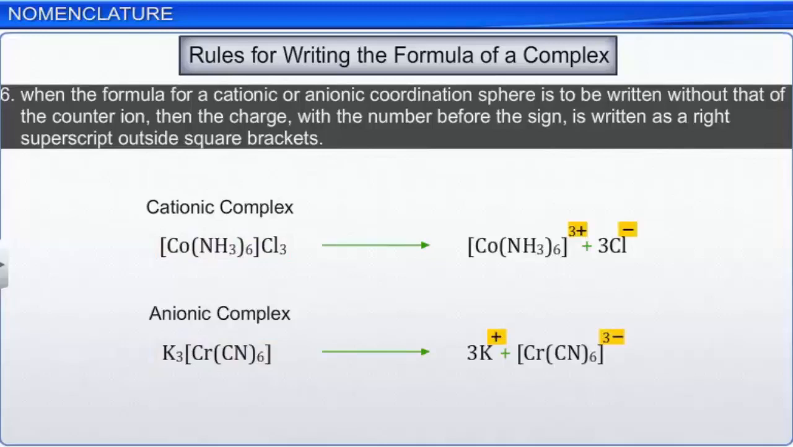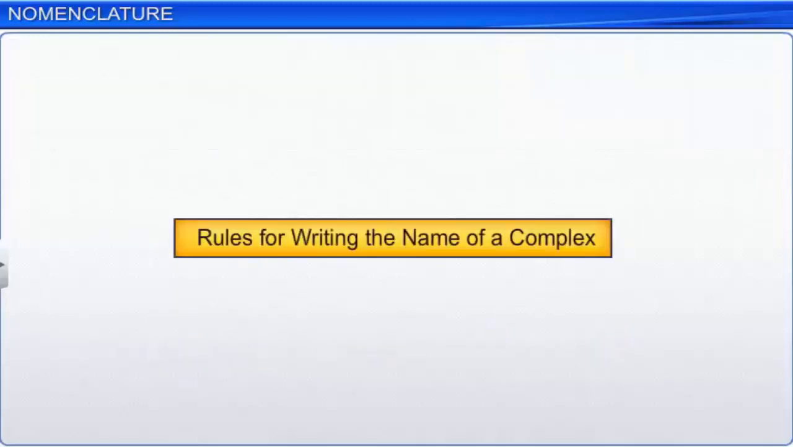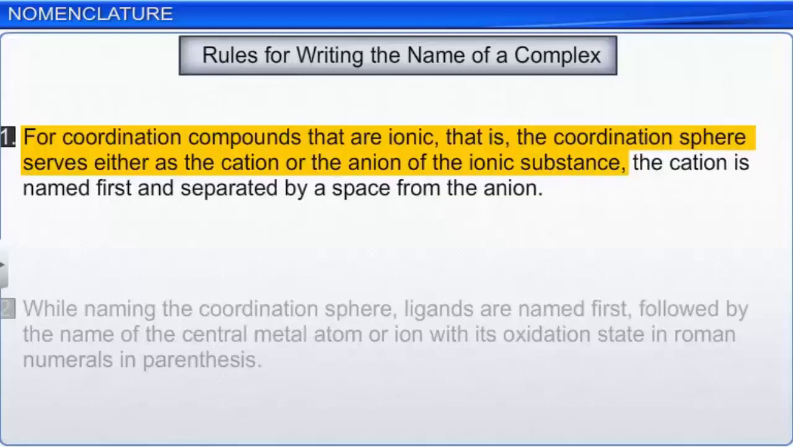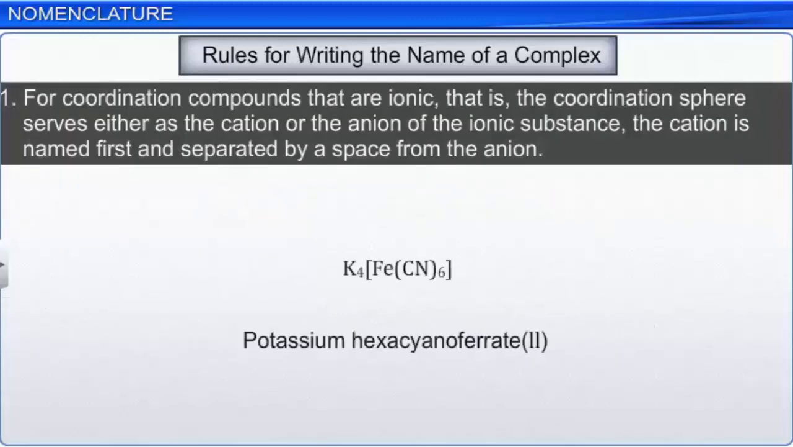Now let's see the IUPAC recommendations for writing the names of complexes. The first rule is, for coordination compounds that are ionic, that is, the coordination sphere serves either as the cation or the anion of the ionic substance, the cation is named first and separated by a space from the anion. For example, in the complex K4[Fe(CN)6], where the coordination sphere is an anion, the cation potassium is named first and separated by a space from the name of the anion.